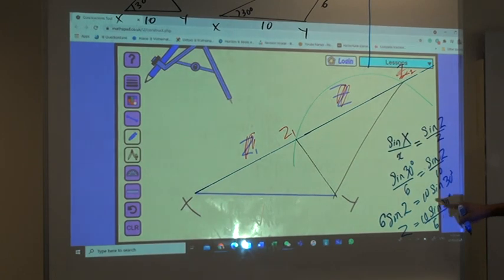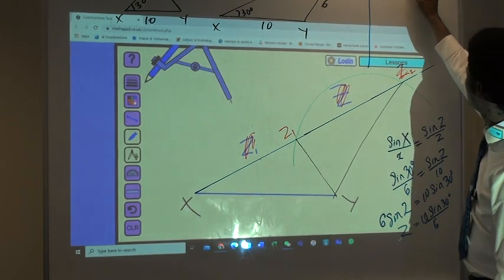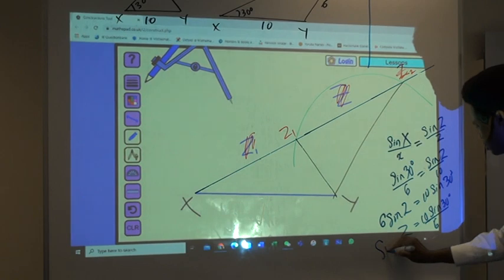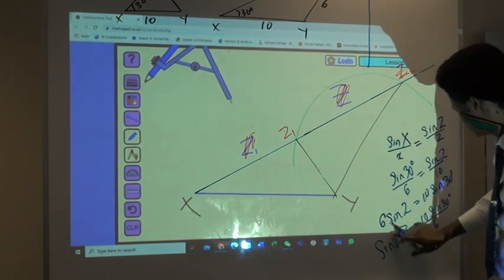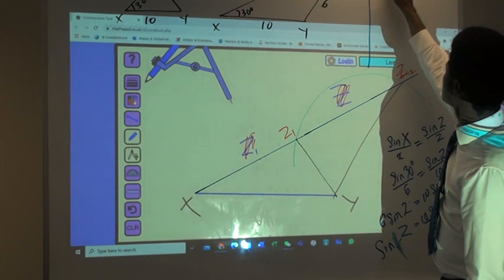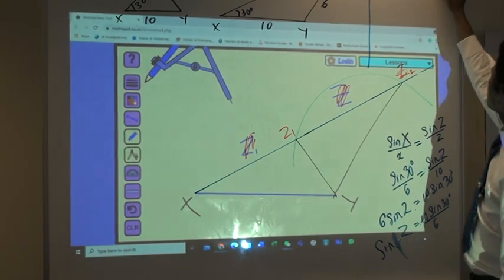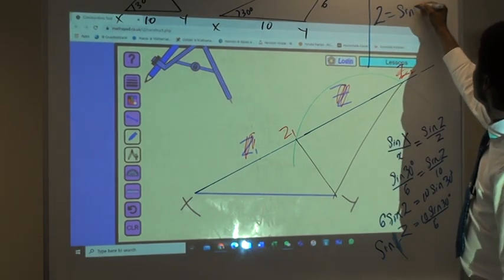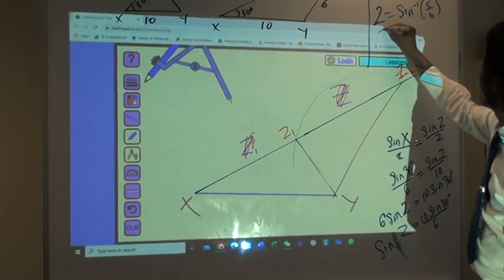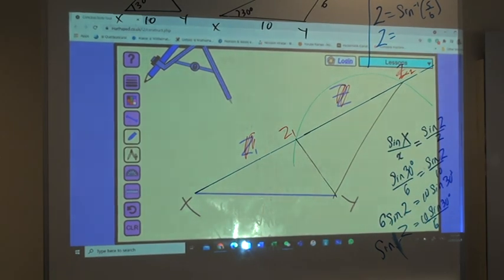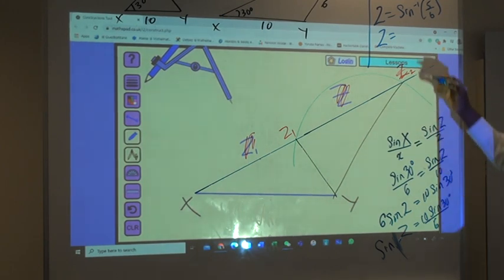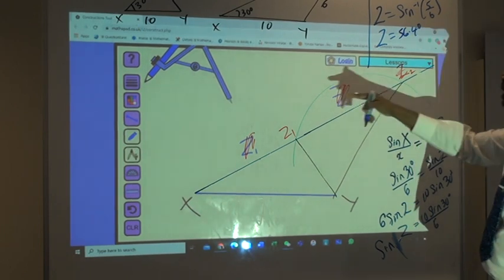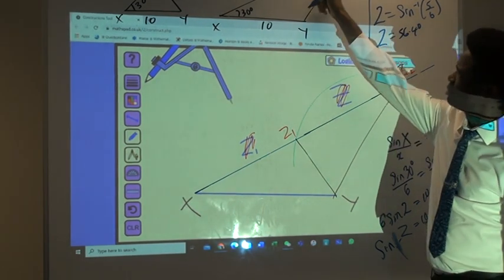This is going to be 1/2, so this is more or less 5/6. Sine Z is 5/6 eventually. And Z is arcsine of 5/6. Somebody check that, please. 56.4 degrees. Does that match with one of them? This one? Yes.